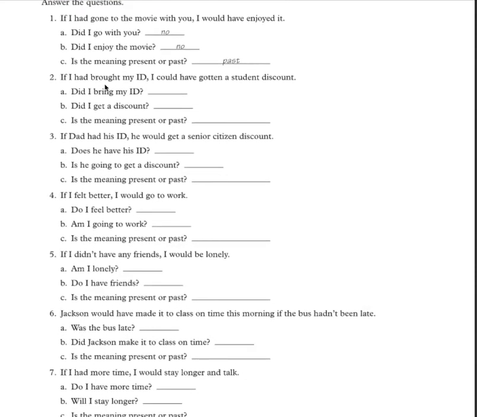If I had brought my ID, I could have gotten a student discount. Look at the if clause. Had brought. Past perfect. The result clause. Could have gotten. Could have, and then the past participle. Did I bring my ID? No. Did I get a discount? No. Is the meaning present or past? Past. Go ahead and do the same for number 3 through 7.